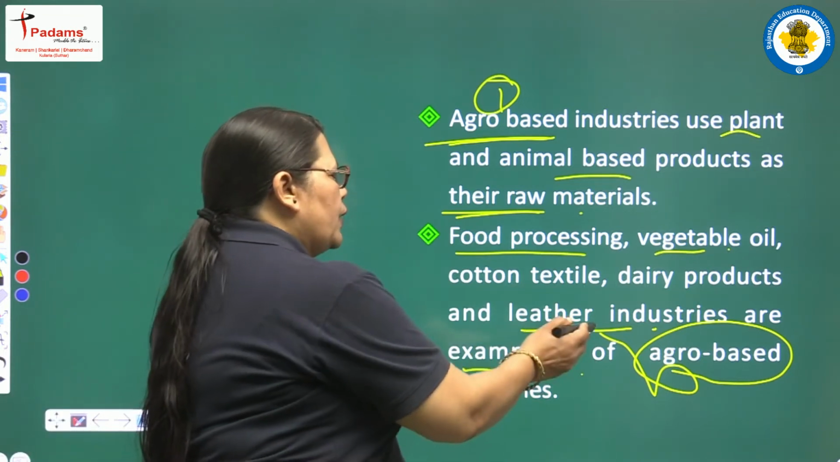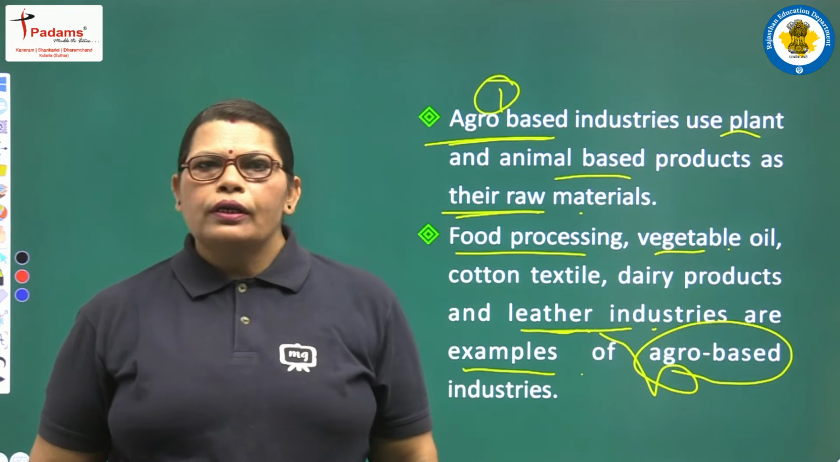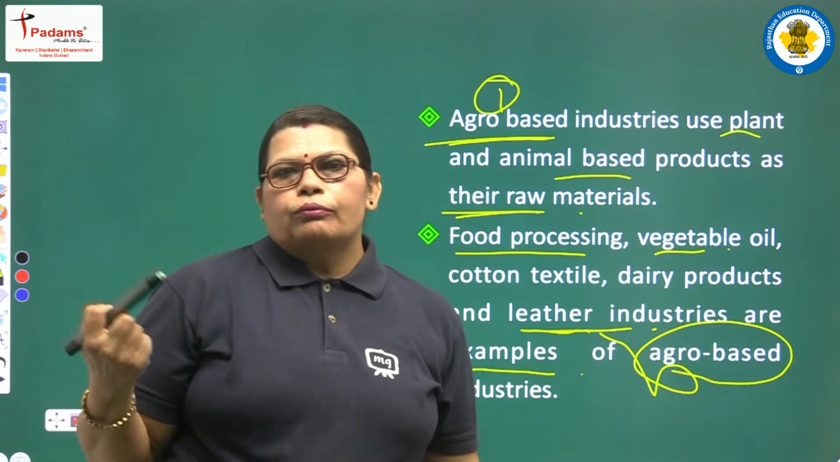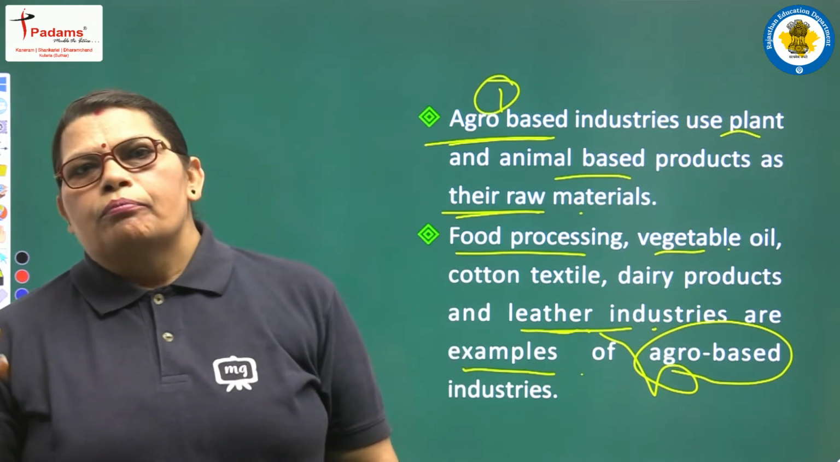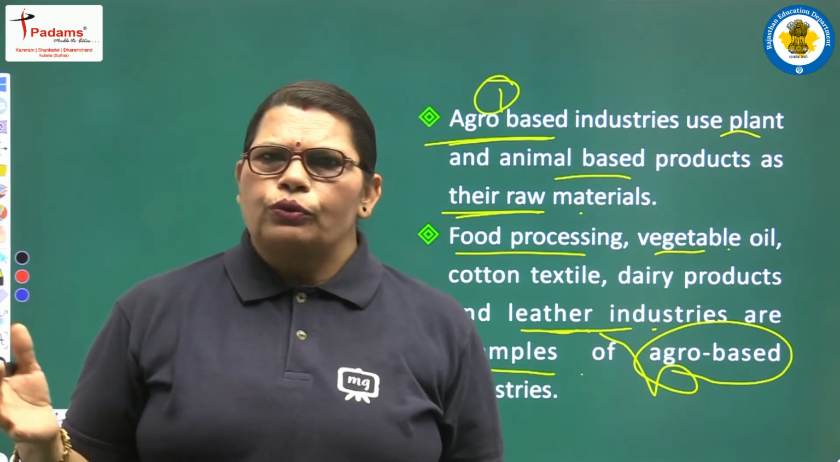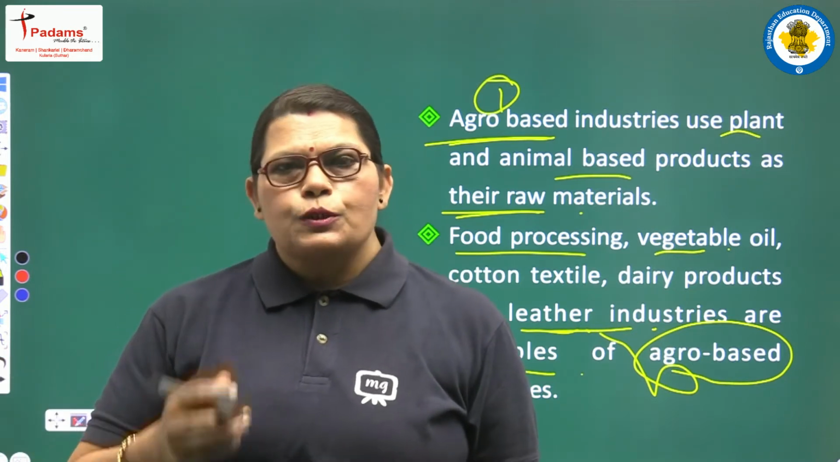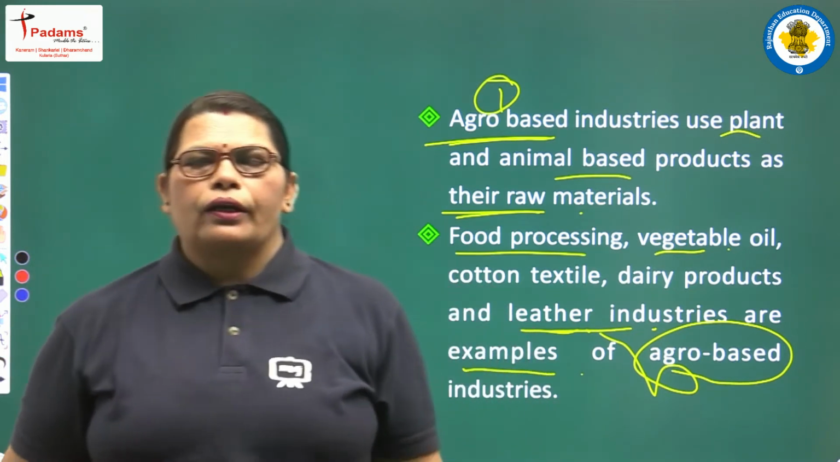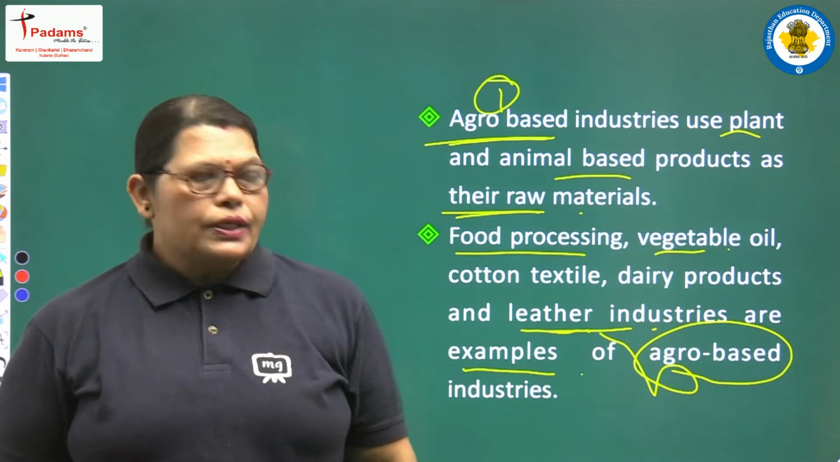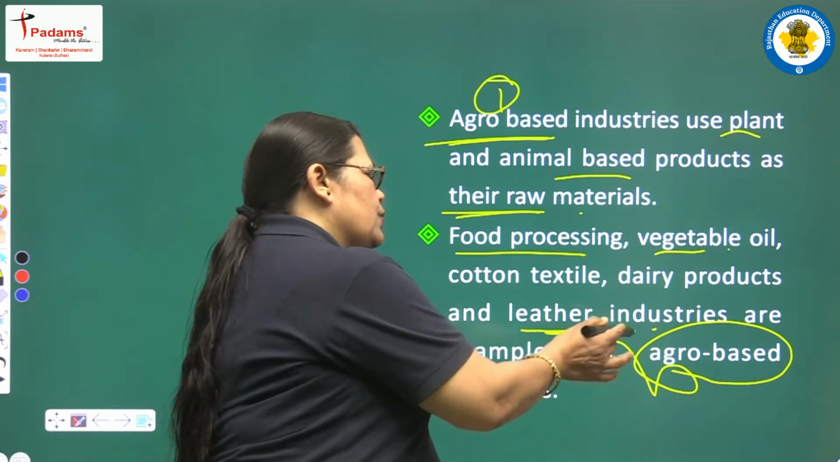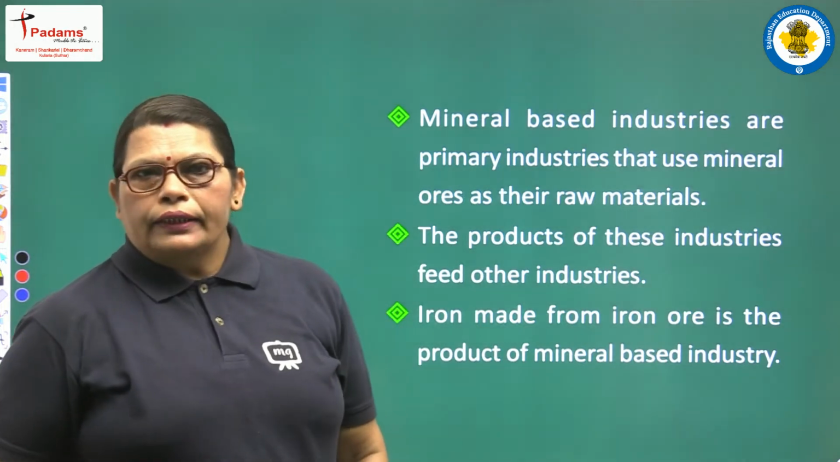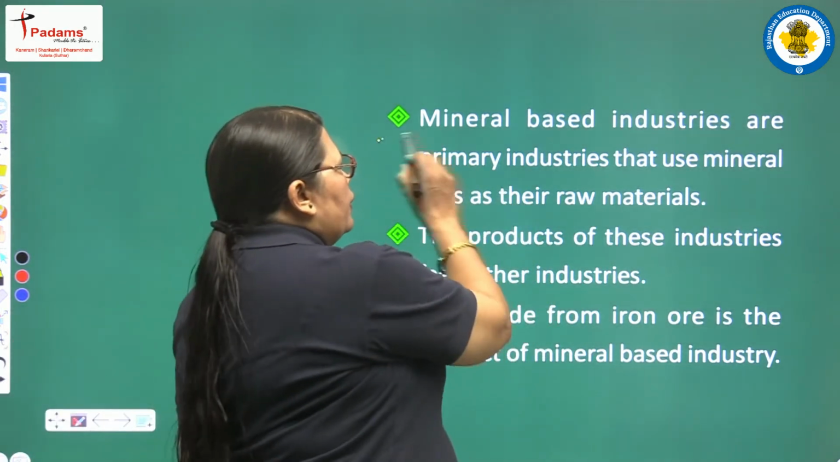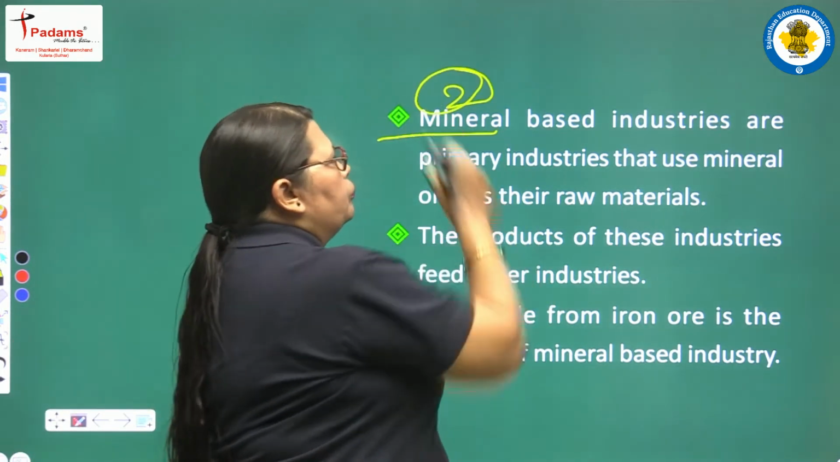When we are talking about the bags you are using, the pulp, the baskets, many things which are made of leather, then we call them leather based industries, or industries which take leather as a raw material. It's our next point.